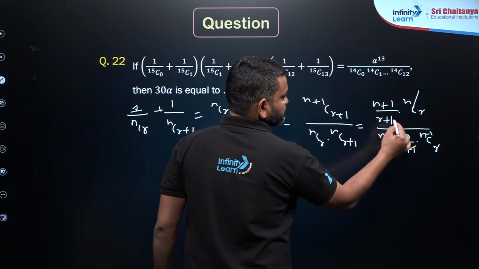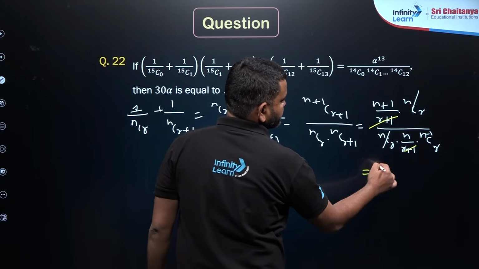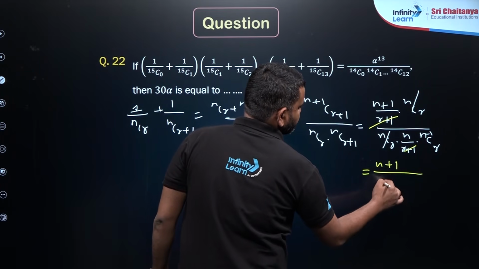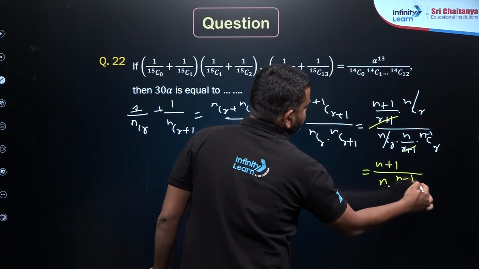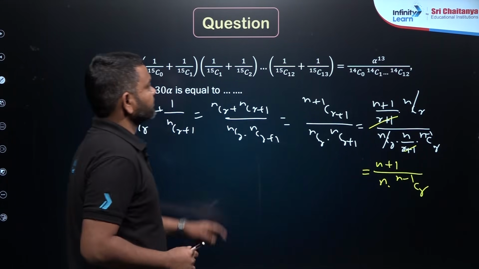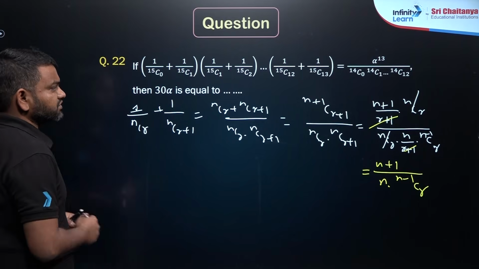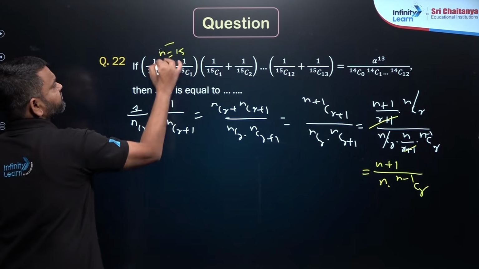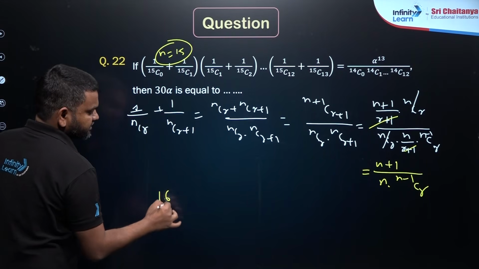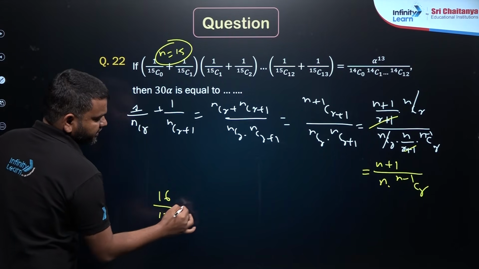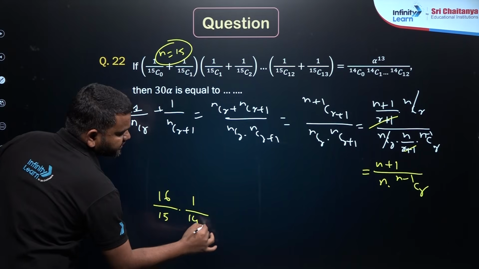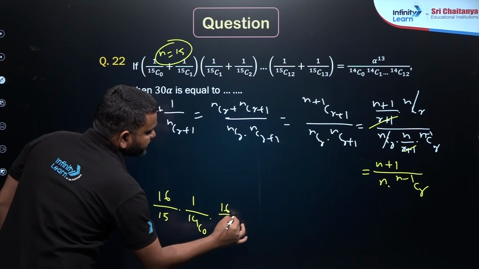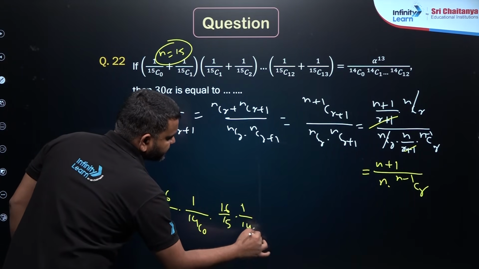here R minus 1, R plus 1 is getting cancelled. So n plus 1 in the numerator, here it is n into n minus 1 CR is what I am getting. Now product of all those kind of terms here, this is going to be n plus 1. N value here is going to be 15 for us. So 15 plus 1, 16 divided by 15 into 1 by 14C0, and 16 by 15 into 1 by 14C1.